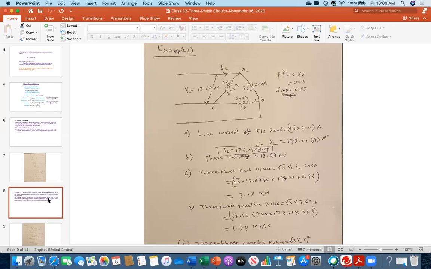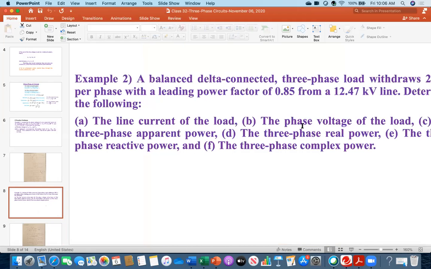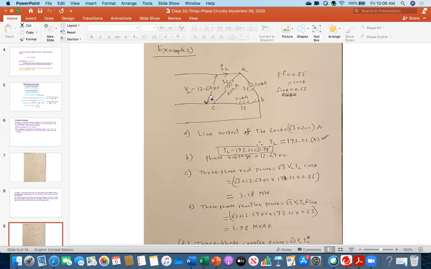Question B was to find the phase voltage of the load. Phase voltage. So now see this one. What is my line-to-line voltage? 12.47 kV. What is the phase voltage? It is the same because this is a delta connected system. This voltage and the voltage here is the same. This voltage or the voltage here is the same. Or this voltage or the voltage at this point and this point is the same.